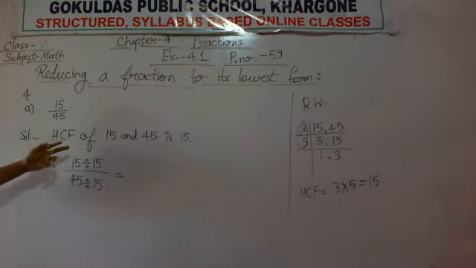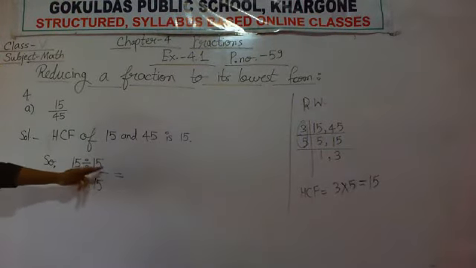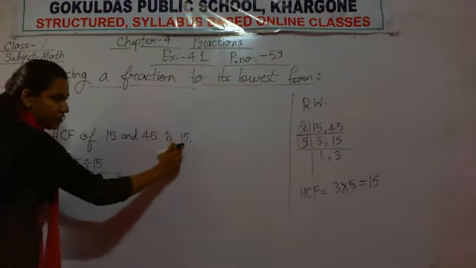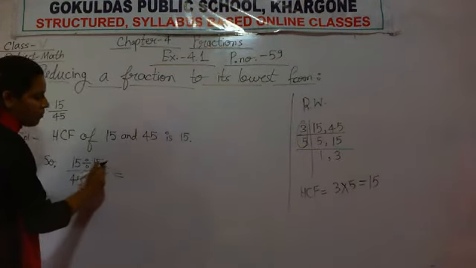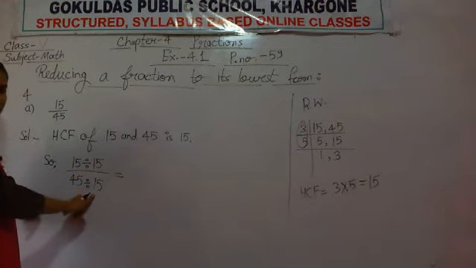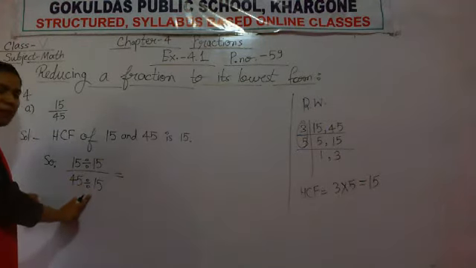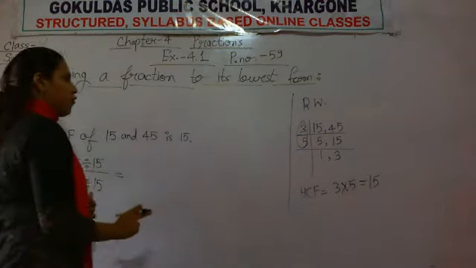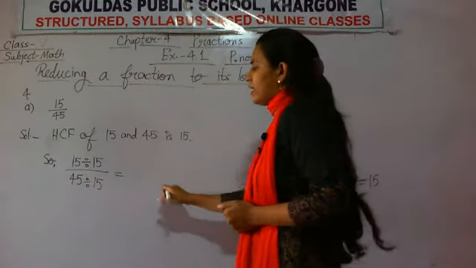We will divide both numerator and denominator by the HCF. Here our HCF is 15, so I am dividing the numerator by 15, and the denominator by 15. Now in rough work, you can divide it.